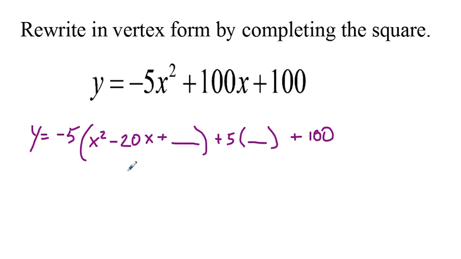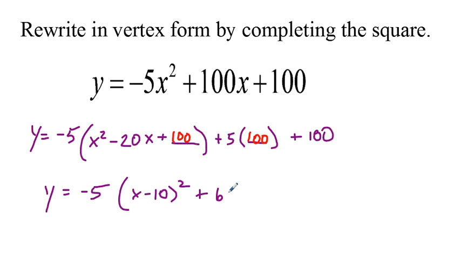So I go in here, half of 20 is 10, 10 squared is 100, so I add 100 in both places. And now I'm ready to rewrite this. y equals negative 5 times x minus 10 squared, and we've got 500 and 100 is 600. And now we are done. Our vertex is 10, 600.